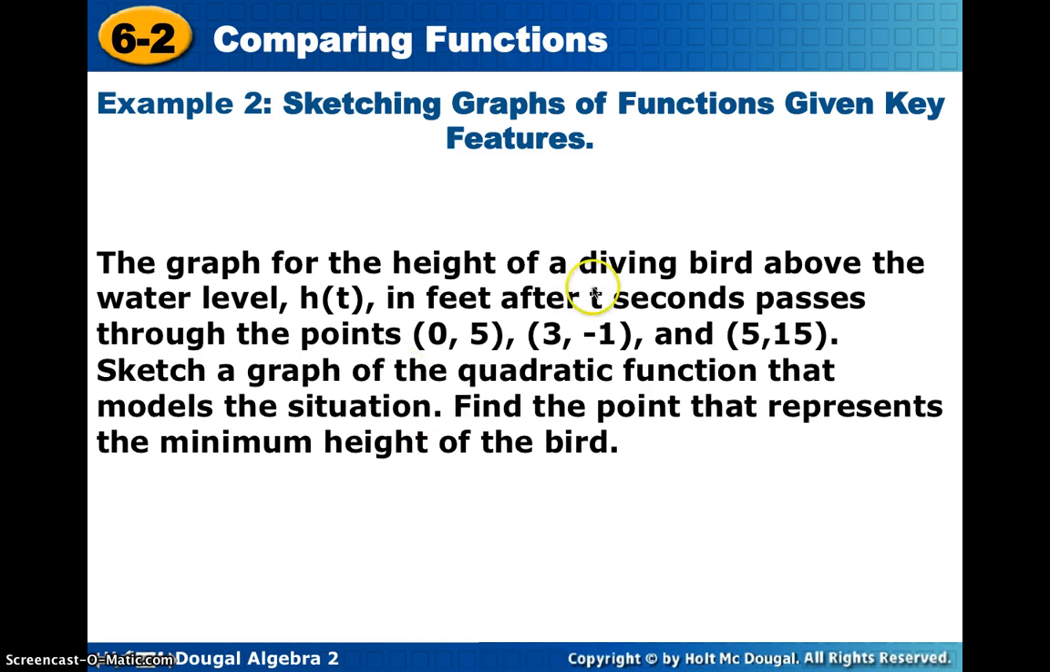Okay, so, the height of a diving bird. The bird is diving down into the water. Okay, I see. And we are measuring the height. So, what we're going to have to do to sketch this graph is come up with the equation of the quadratic that goes through these 3 points.